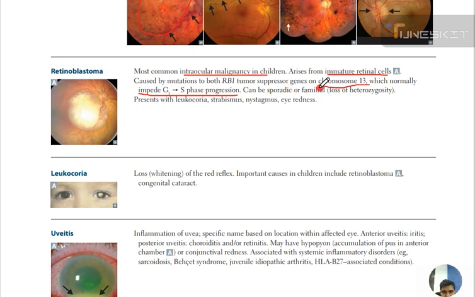It can be sporadic or familial, with loss of heterozygosity. It presents with leukocoria, the presence of a white reflex. You can see the white reflex, nystagmus, and eye redness. Leukocoria is a loss of red reflex and presence of white reflex. Important causes in children include retinoblastoma and congenital cataract.